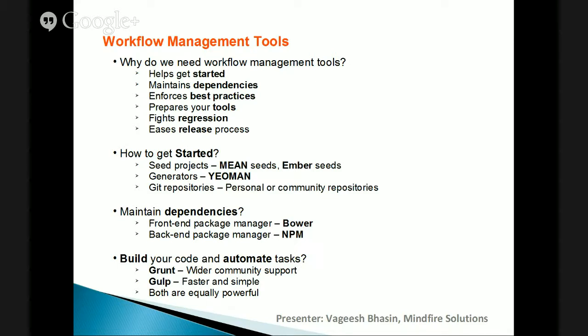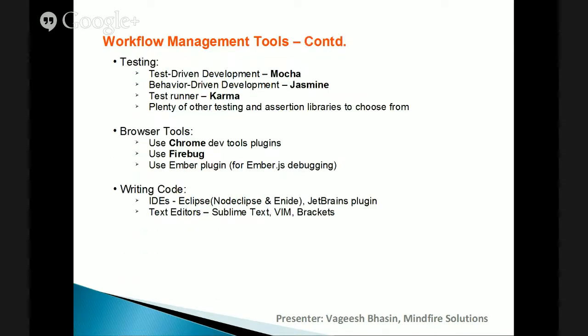Examples are Grunt and Gulp. Both of them are open source. Grunt is older in the community, so it has wider community support. Many questions are there on Stack Overflow. Gulp is a newer one, but it is faster and simpler to use as compared to Grunt. Both are equally powerful. It actually depends on what you want to use. Next, we have automatically deploy. I'll show a Grunt file to you.